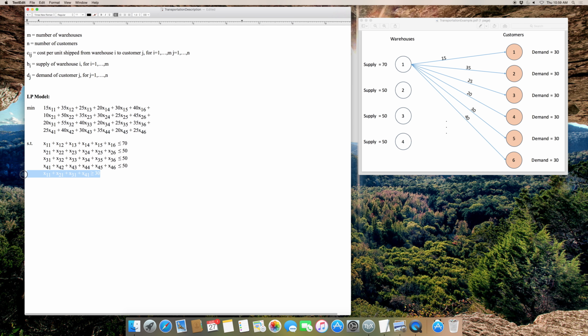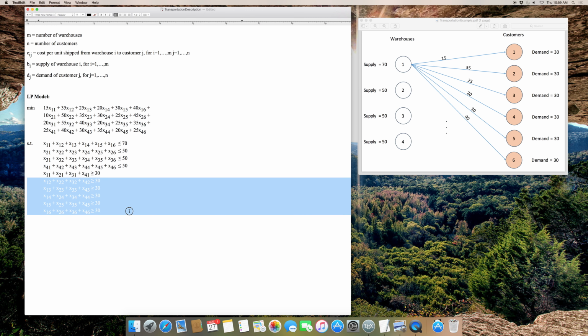So I am going to have a demand, and I need to ensure that what I ship to my customer meets or exceeds its demand. So for the first customer, it has a demand of 30, and the amount you ship from warehouse 1 to customer 1 plus 2 to 1, 3 to 1, and 4 to 1 has to be greater or equal to 30, which is exactly what we've written out here.